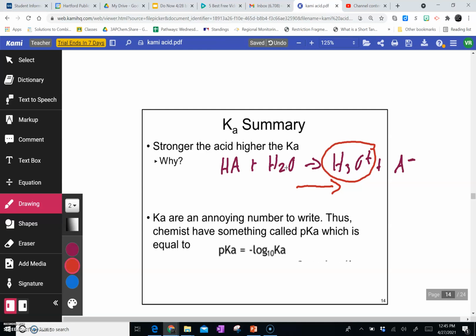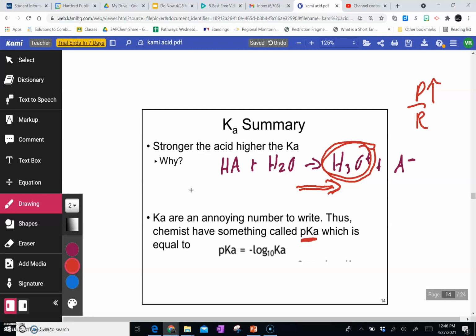So the bigger the Ka, the more forward the reaction goes, because remember, it's also products over reactants, so if you're getting more of the H+, then the products are going to be bigger, and you'll have a higher Ka. Now, Kas are annoying numbers to write, because they're usually in scientific notation and very small. So chemists have come up with something called pKa, which makes the numbers easier to deal with, and I'm going to talk about pKa in a second.